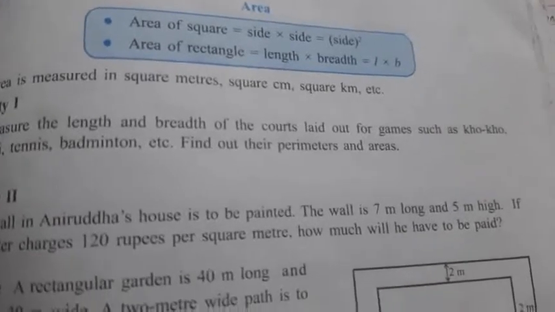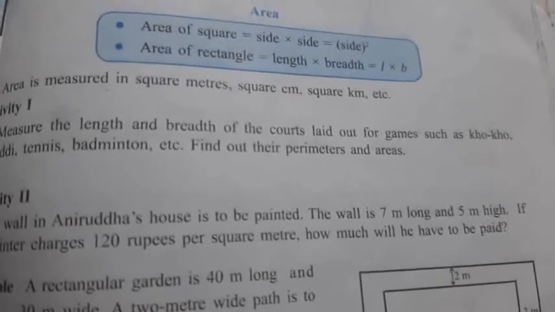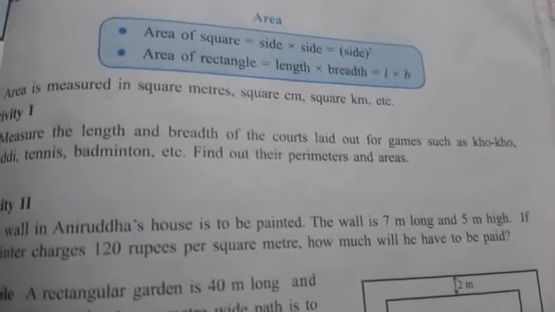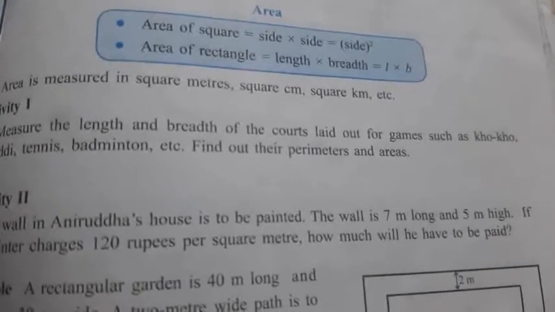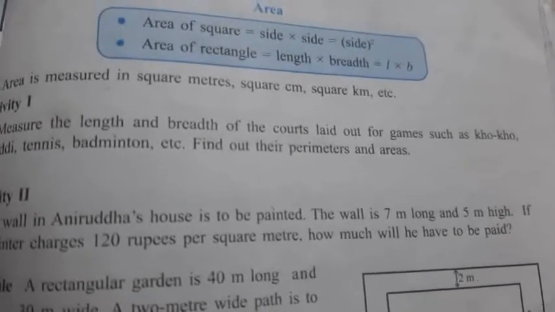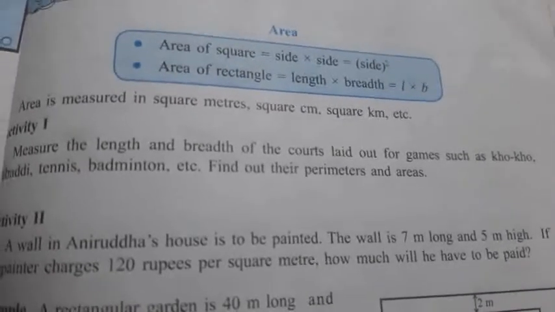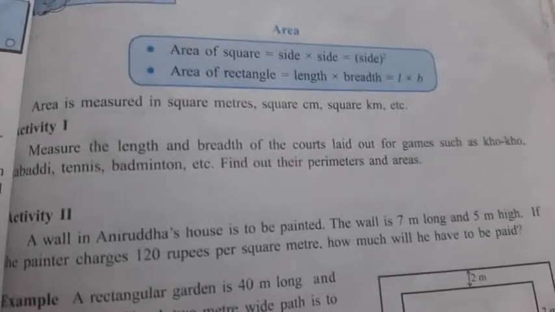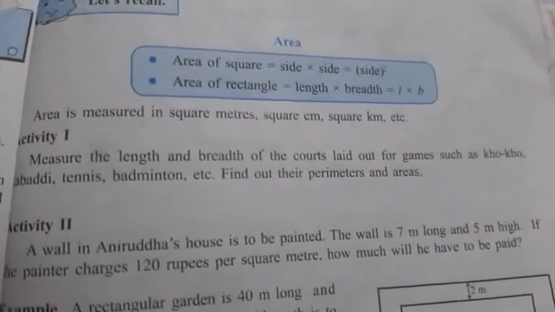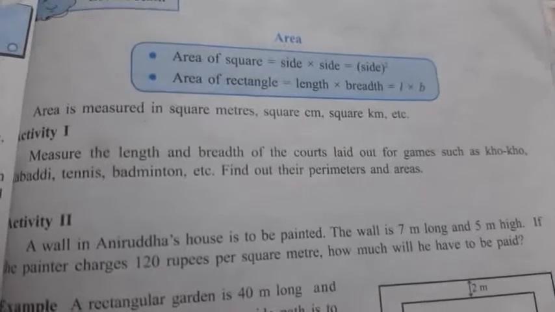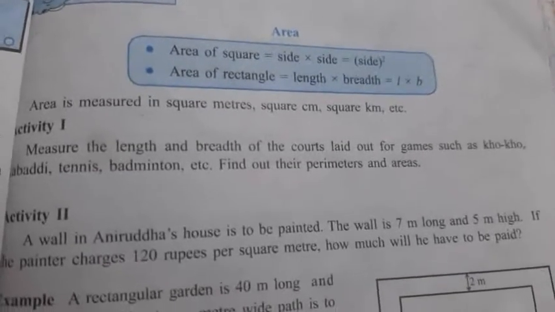In our last sessions we have started chapter number 12, perimeter and area. Out of that, perimeter related questions and how to calculate that, all things we have seen. Now today we are going to see problems based on area.